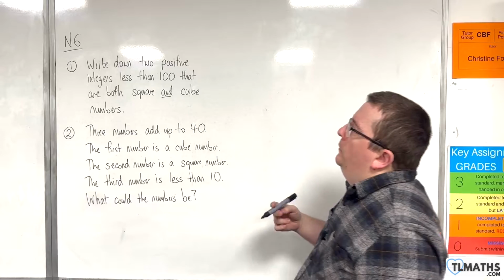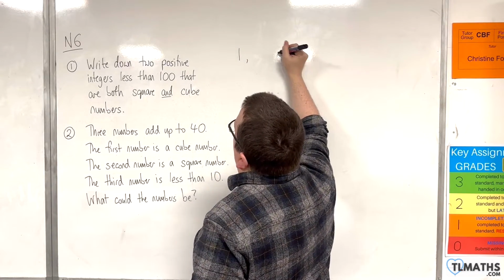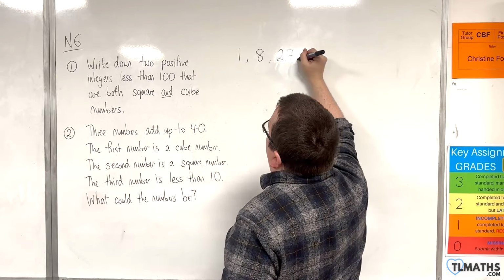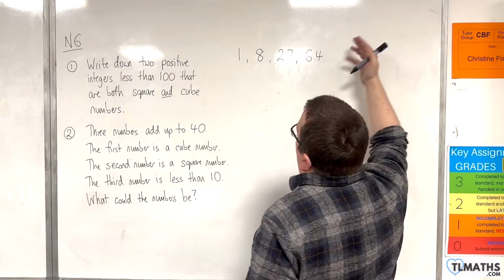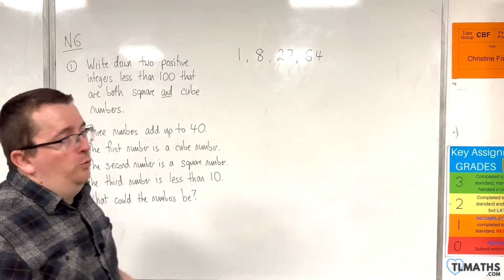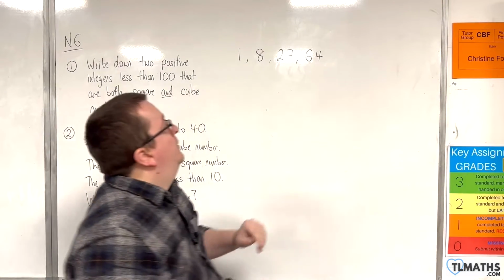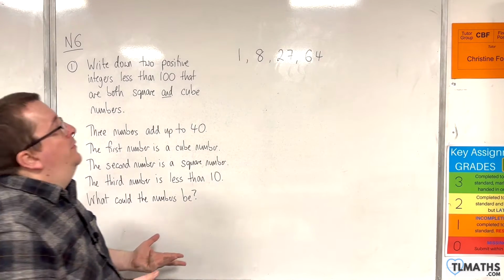So the cube numbers start with 1 cubed, which is 1, 2 cubed, which is 8, 3 cubed, which is 27, 4 cubed, which is 64, and then 5 cubed is 125. So that's beyond what we need. So we have 4 possible candidates. Now, which of these are also square numbers?